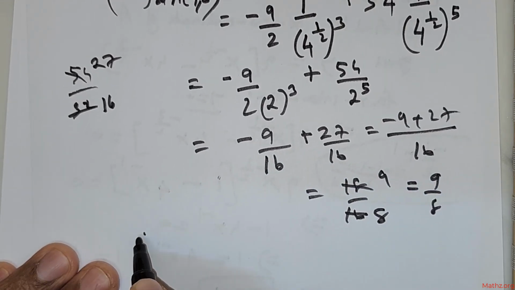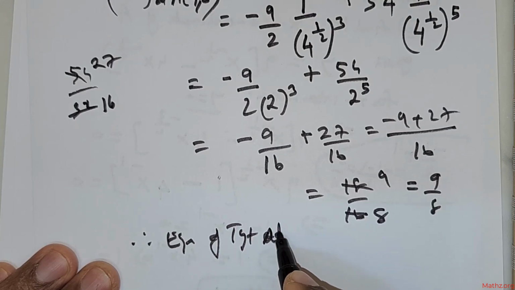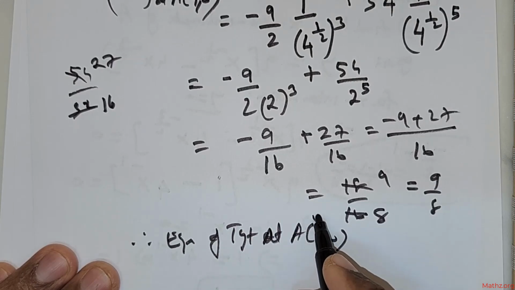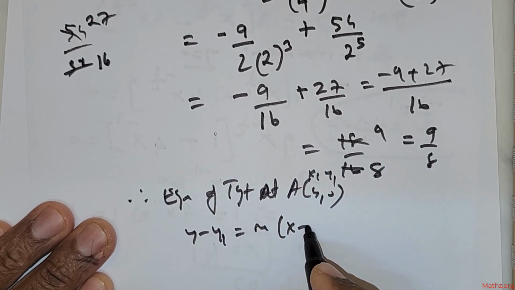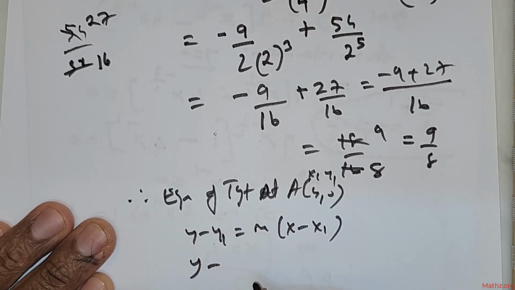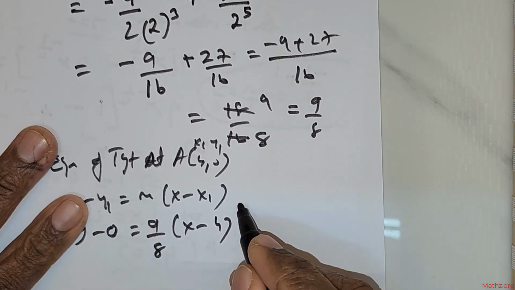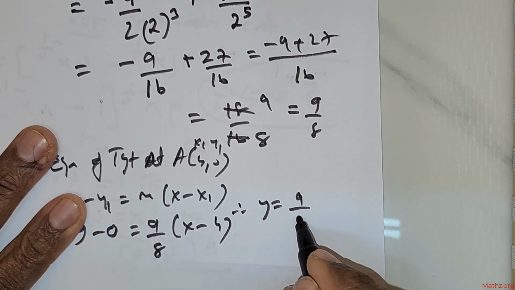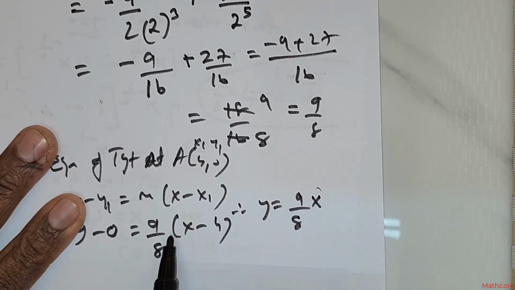So therefore the equation of the tangent at A of 4 comma 0. So this is x1 y1. So it's going to be y minus y1 is equal to m times x minus x1. So y minus y1 is 0. Now m is 9 over 8, x minus 4. So therefore y is equal to 9 over 8 times x minus 4. You can stop it here, or you can just distribute that. Distribute 9 over 8 throughout.